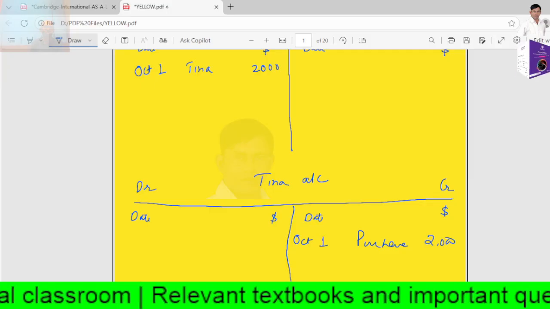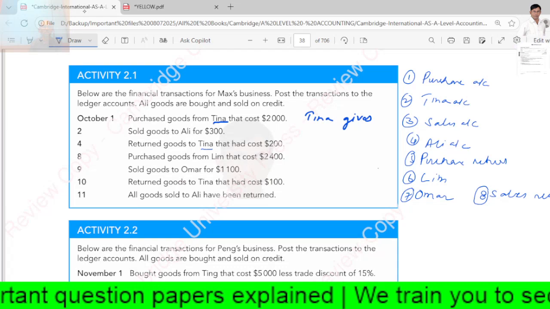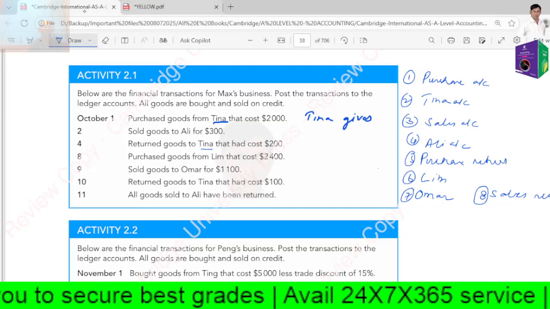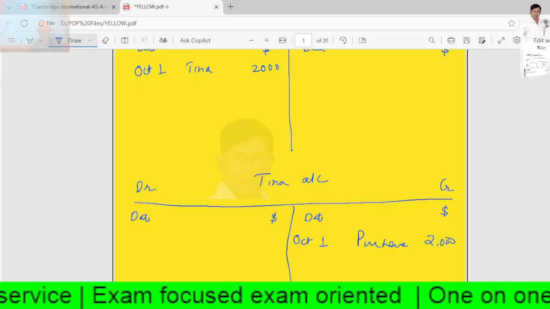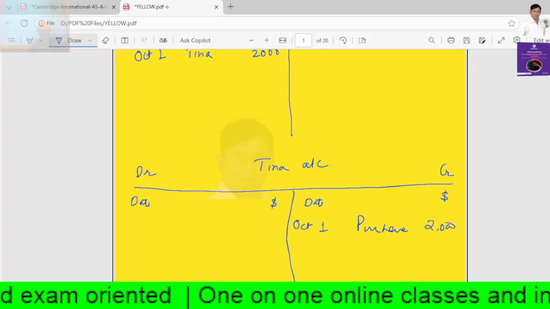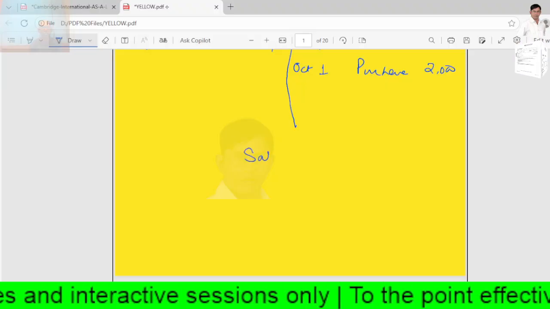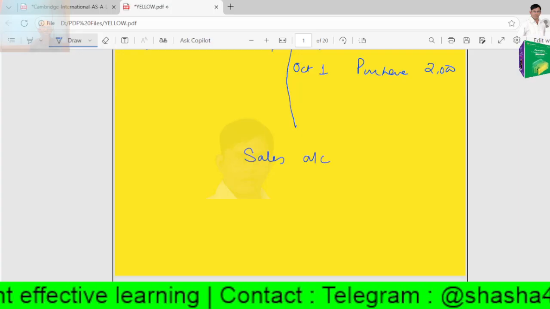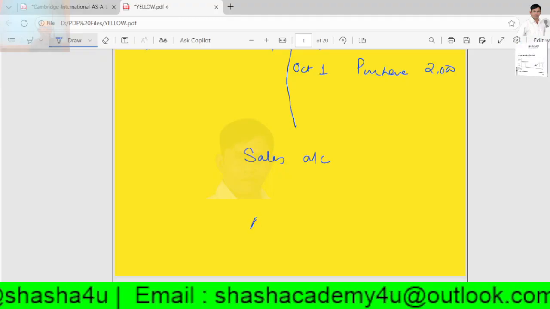Coming to the next: sold goods to Ali for $300. So now we have to prepare sales account and Ali account.